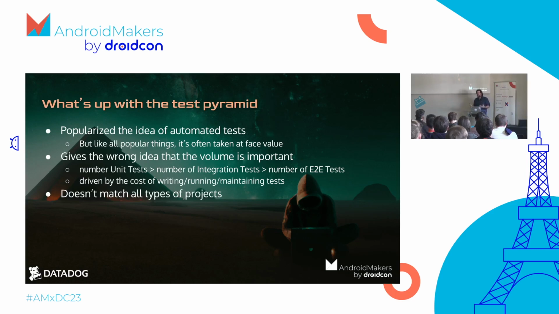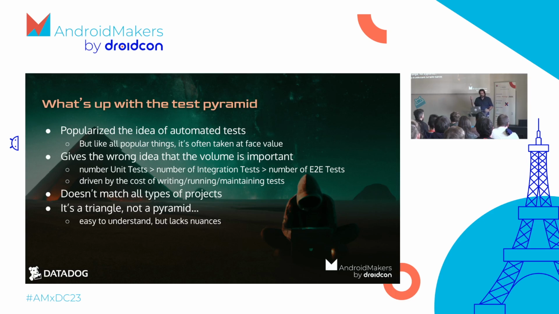Another thing is that the test pyramid, as it is, does not always match all types of projects. Some projects might need more end-to-end tests. Some projects might need many more unit tests. So it's not a one-size-fits-all situation. Finally, the main thing that I don't like about the test pyramid is that it's not a pyramid. It's a triangle. So we're going to revisit that. The triangle is easy to understand, but it lacks nuance.